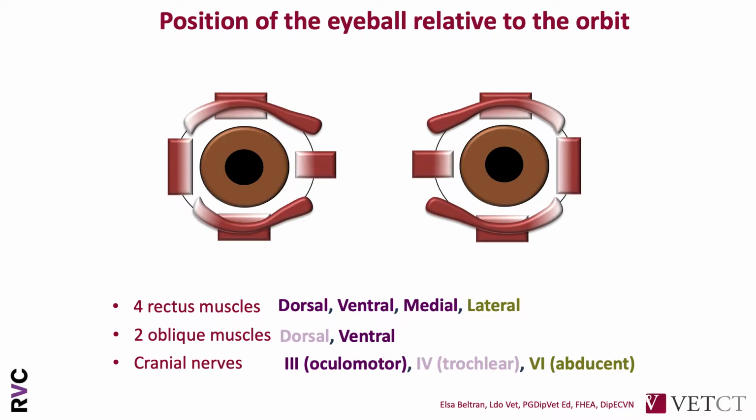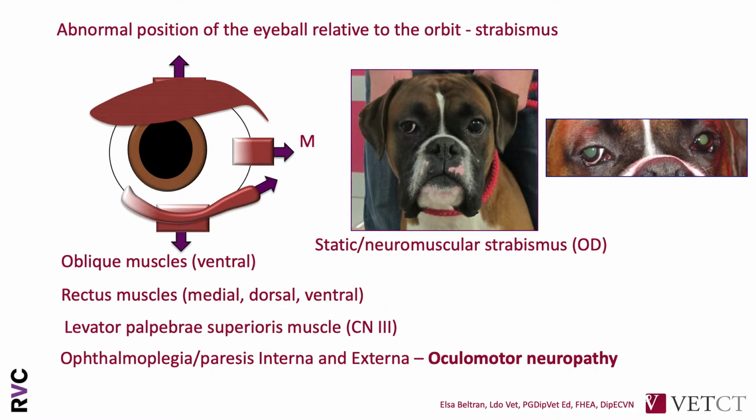A way of remembering: to abduct the eye is to move it lateral. So the muscle that the abducens innervates is the lateral rectus. Trochlear is like a pulling system, so in order to make the pulling movement of the eyeball, it has to innervate the dorsal oblique. The rest of the muscles are done by the oculomotor. So it's a way of remembering, rather than remembering that the oculomotor does the dorsal, the ventral, the medial rectus, and the ventral oblique.